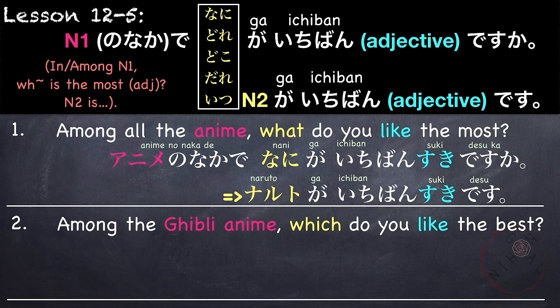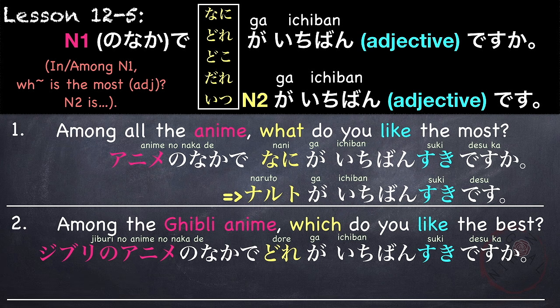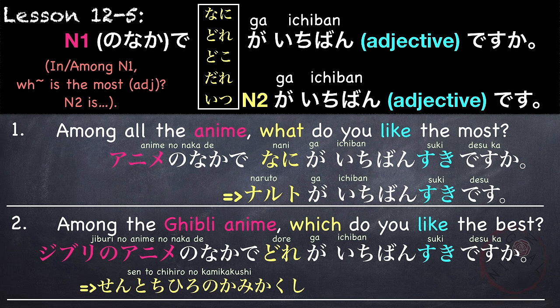Another example, among the Ghibli anime, which do you like the best? So here our N1 is a bit specific, Ghibli anime. So we could say, Ghibli no anime no naka de. So here let's use which or dore, because we have fewer choices. So dore is an interrogative for 3 or more things. Ghibli no anime no naka de, dore ga ichiban suki desu ka? So, for example, I like Spirited Away or Sen to Chihiro no Kamikakushi. Sen to Chihiro no Kamikakushi ga ichiban suki desu. The English title of this anime is Spirited Away. If you haven't seen it, I recommend that you check it out. It's a really nice anime.